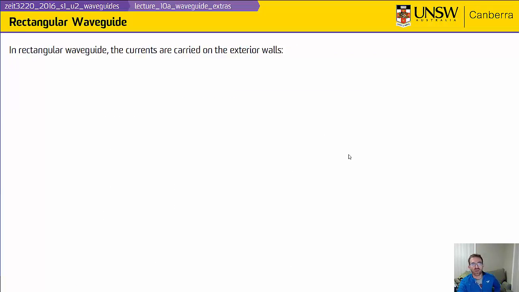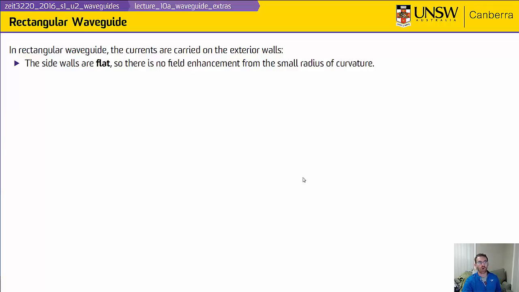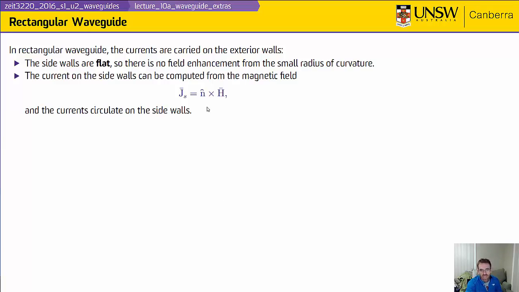In rectangular waveguide, I don't have that central conductor, which has the large fields and therefore carrying a high current density. The currents instead are carried on the exterior walls. And the walls are flat, right? So there's no field enhancement due to the small radius of curvature. I can compute the current on the side walls by using the boundary condition. This is always the case.